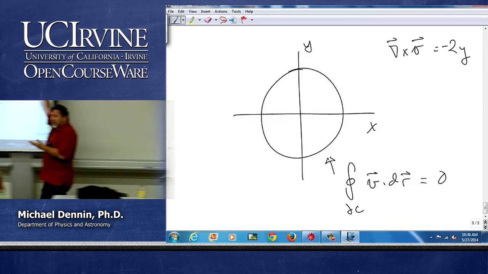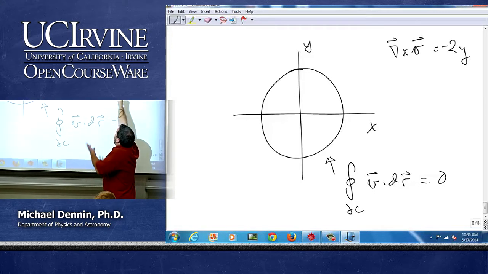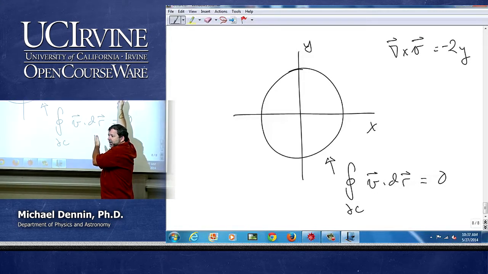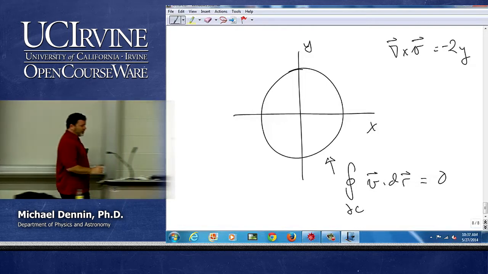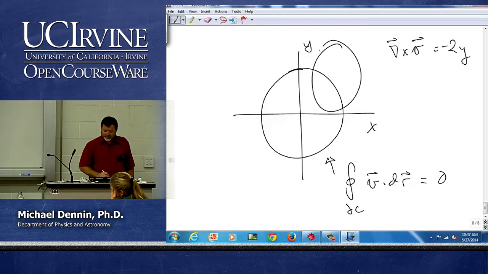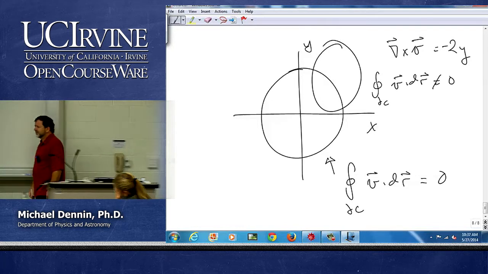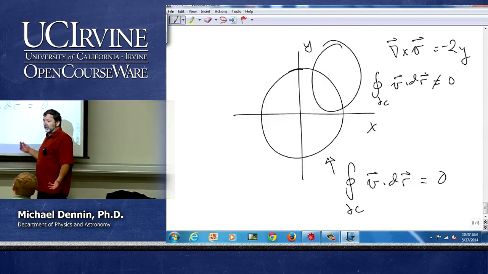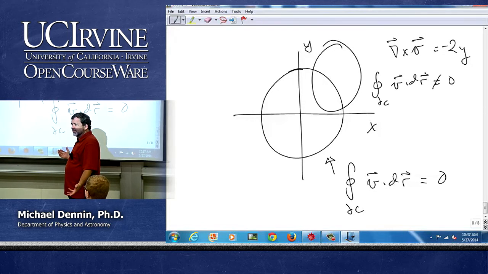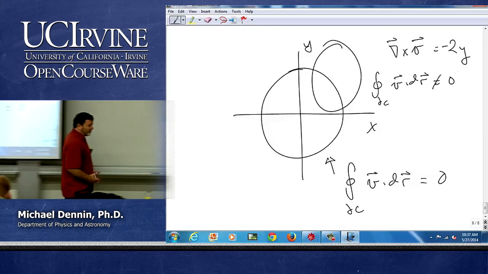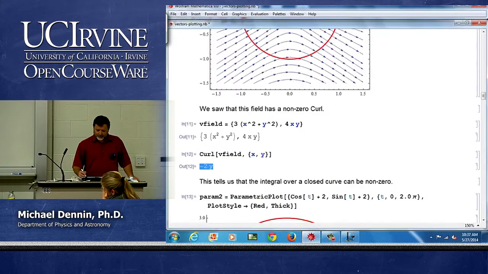Because I'm going to be adding up equal amounts of positive and negative y. I know already that that's minus 2y. And so as soon as I put my circle in this quadrant, why do I know now that that's not equal to 0? Because what values of y do I have? Only positive ones. So do I expect that integral to be positive or negative? Negative, because my curl is minus 2y. So using facts about the integral over the area is going to help me.